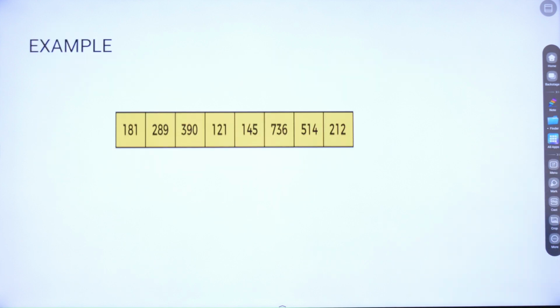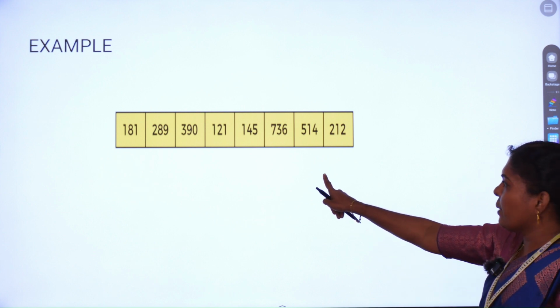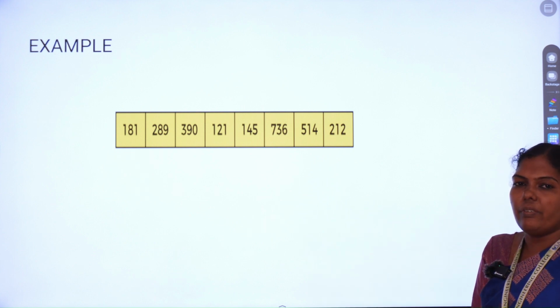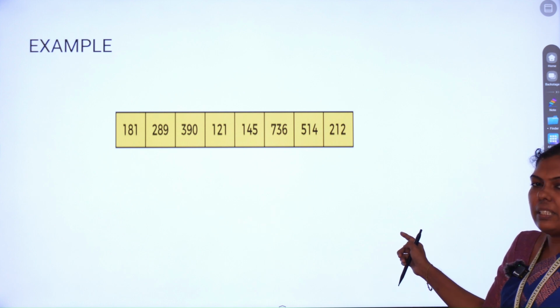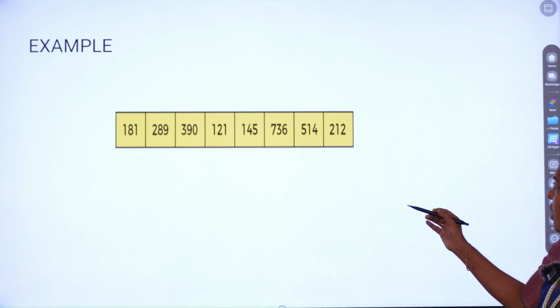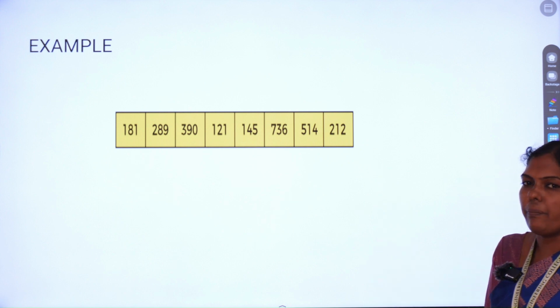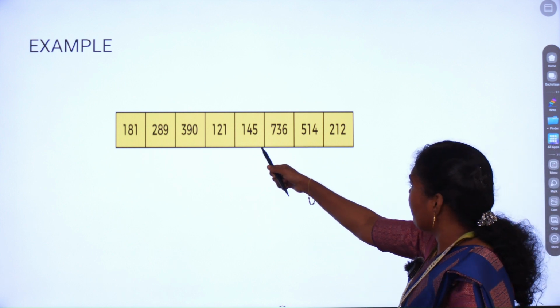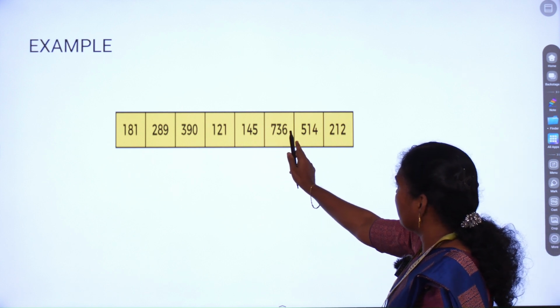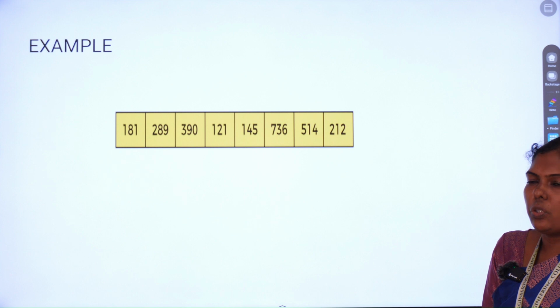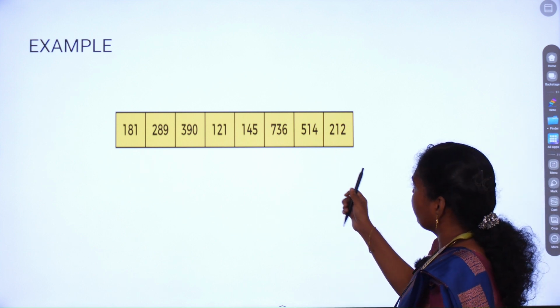Okay, let's see one example. This is an example of an unsorted list. We have to sort this list in either ascending or descending order. I am going to sort this list in ascending order. So what is the first step? The first step is to check whether all the elements have the same number of digits. Here all the elements have the same number of digits, correct? All the elements have 3 digits. So there is no need to add 0 to any element.